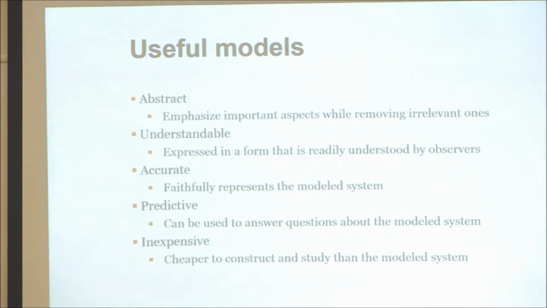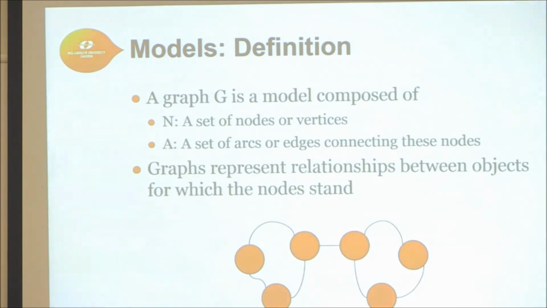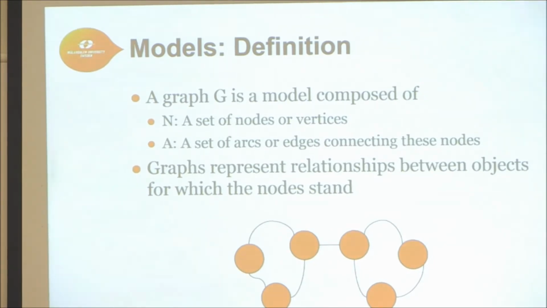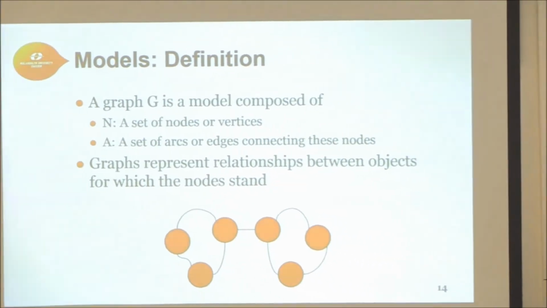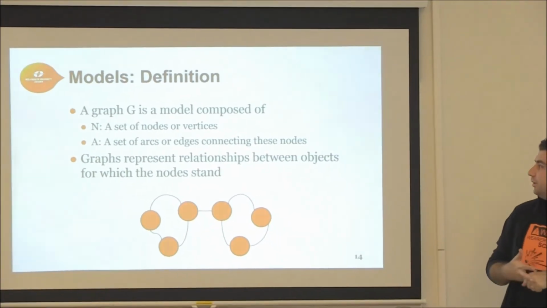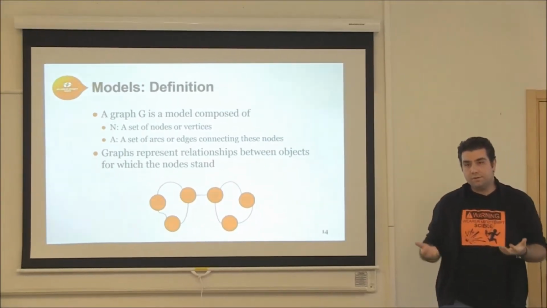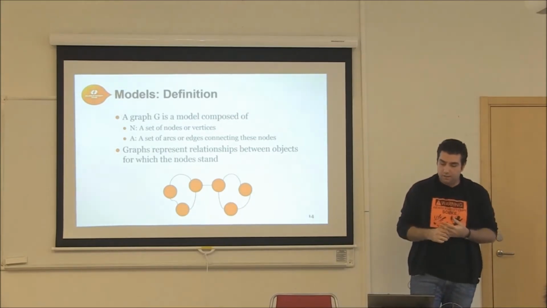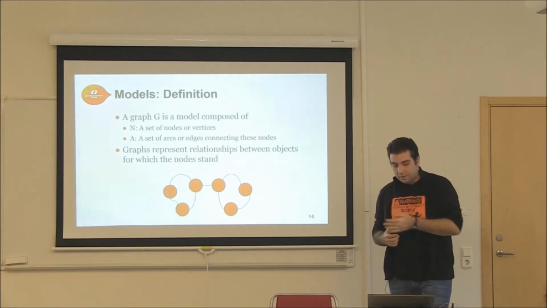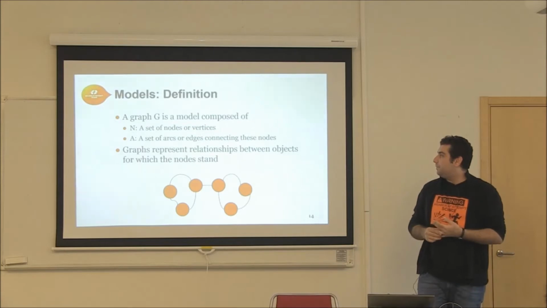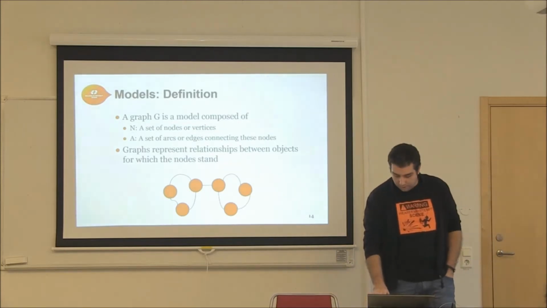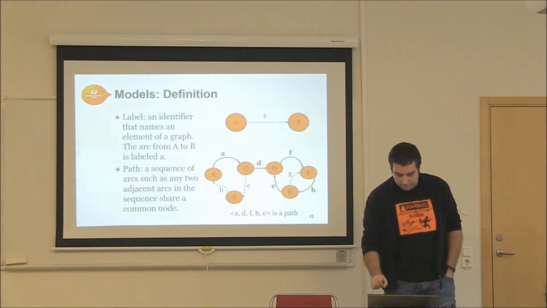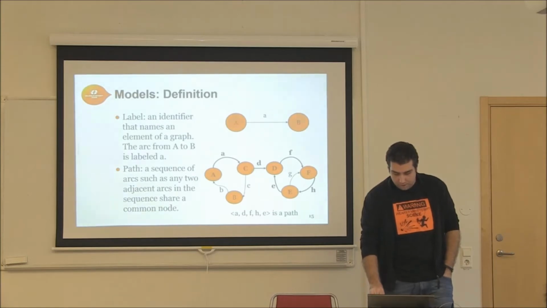I will start with a simple model, like a definition. So you know a graph, and I will just go quickly through this. A graph G here is a model composed of nodes and edges, also called arcs. And these arcs are connecting these nodes. So graphs represent relationships between objects for which the nodes stand. This is something that you studied quite a lot, I guess, before coming here.